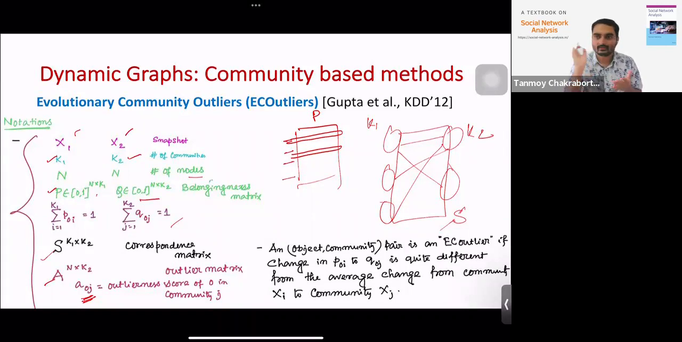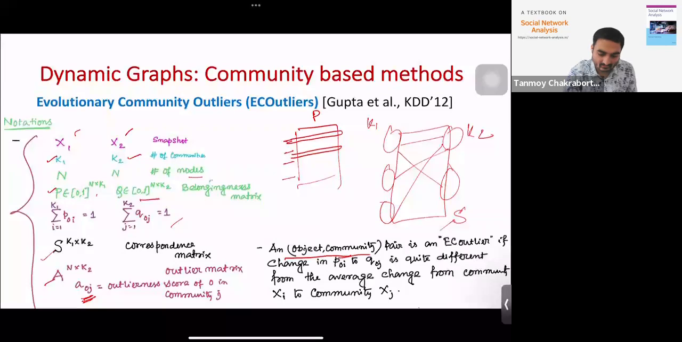Okay, X1, X2, K1, K2, P, Q. The sum of each row in P should be 1. The sum of entries in each row in Q should be 1. You have the S matrix, which looks at the correspondence, and you have the A matrix, which is the outlier matrix. Now, an object, community pair. Remember, this is community-centric outlier. So we say that a particular node V is an outlier with respect to a community C. So you take a pair of object and community, and this pair will be treated as an outlier.